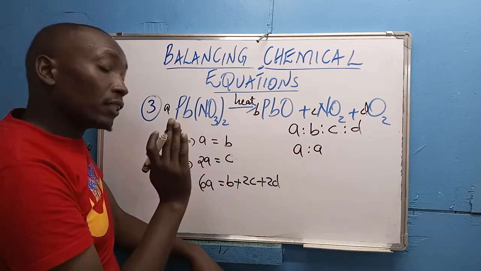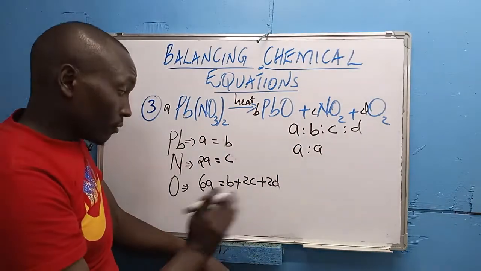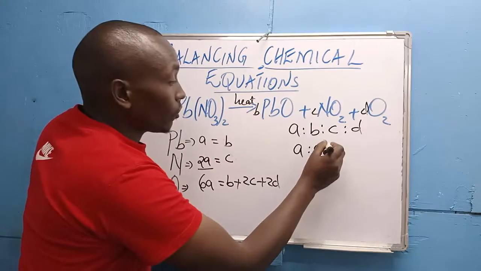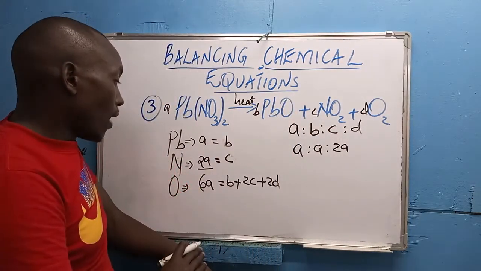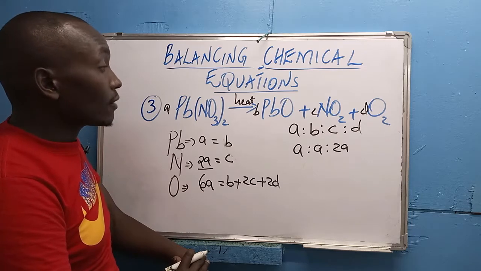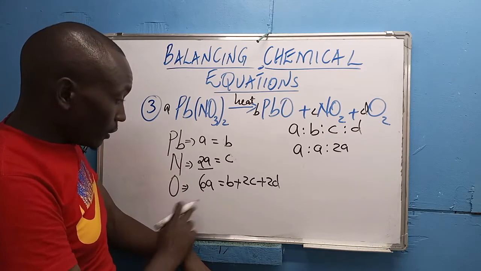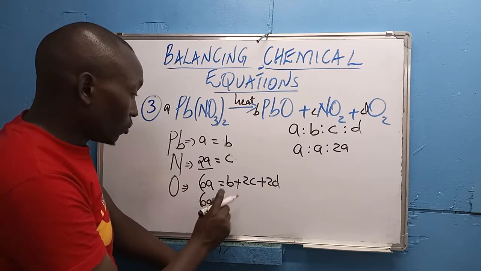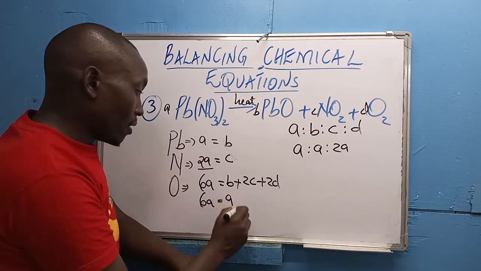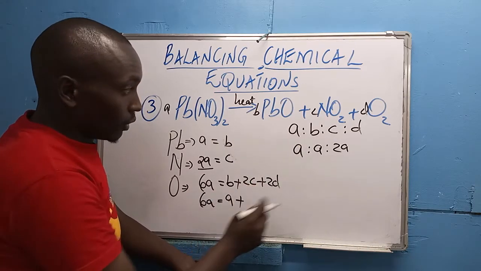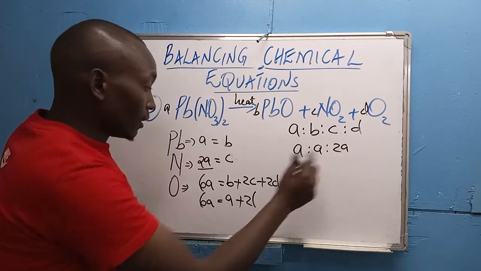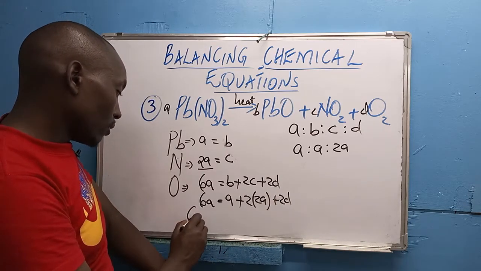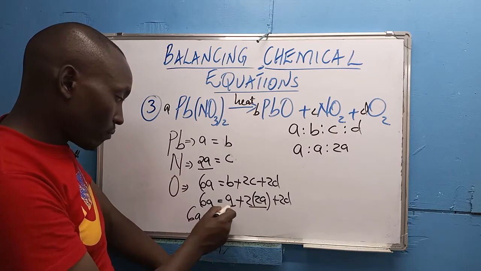That's why I've written A. Then C. I want to represent C using A. And you can see it here. C is 2A. So instead of C, I write 2A. Now, with that, I can now represent D. I can replace what I know. 6A equals B, which is the same as A, plus 2C. Remember, C is 2A, plus 2D. So having said that, this is 6A. Over here, I have 4A, 5A.